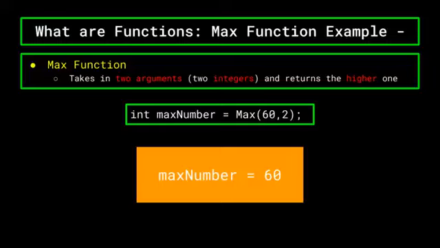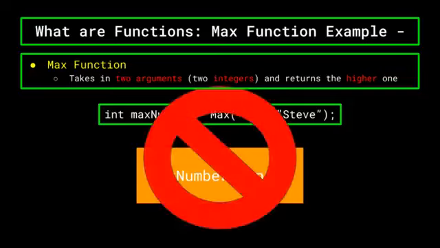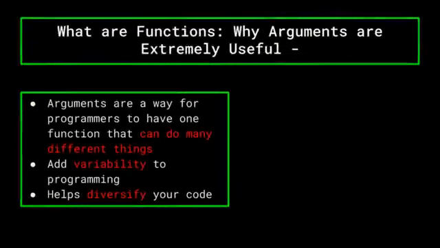Now for this function, if you don't input 2 numbers or variables for it to compare, it's going to throw you an error, just like the Five Guys employee. He doesn't know what you want to eat since you didn't provide him with any arguments, and the computer doesn't know which 2 numbers you wanted to compare and return since you didn't provide it with 2 integers. Arguments are a way for programmers to have one function that can do many different things depending on whichever variables can be passed through. Arguments add variability to programming and can help diversify your code.